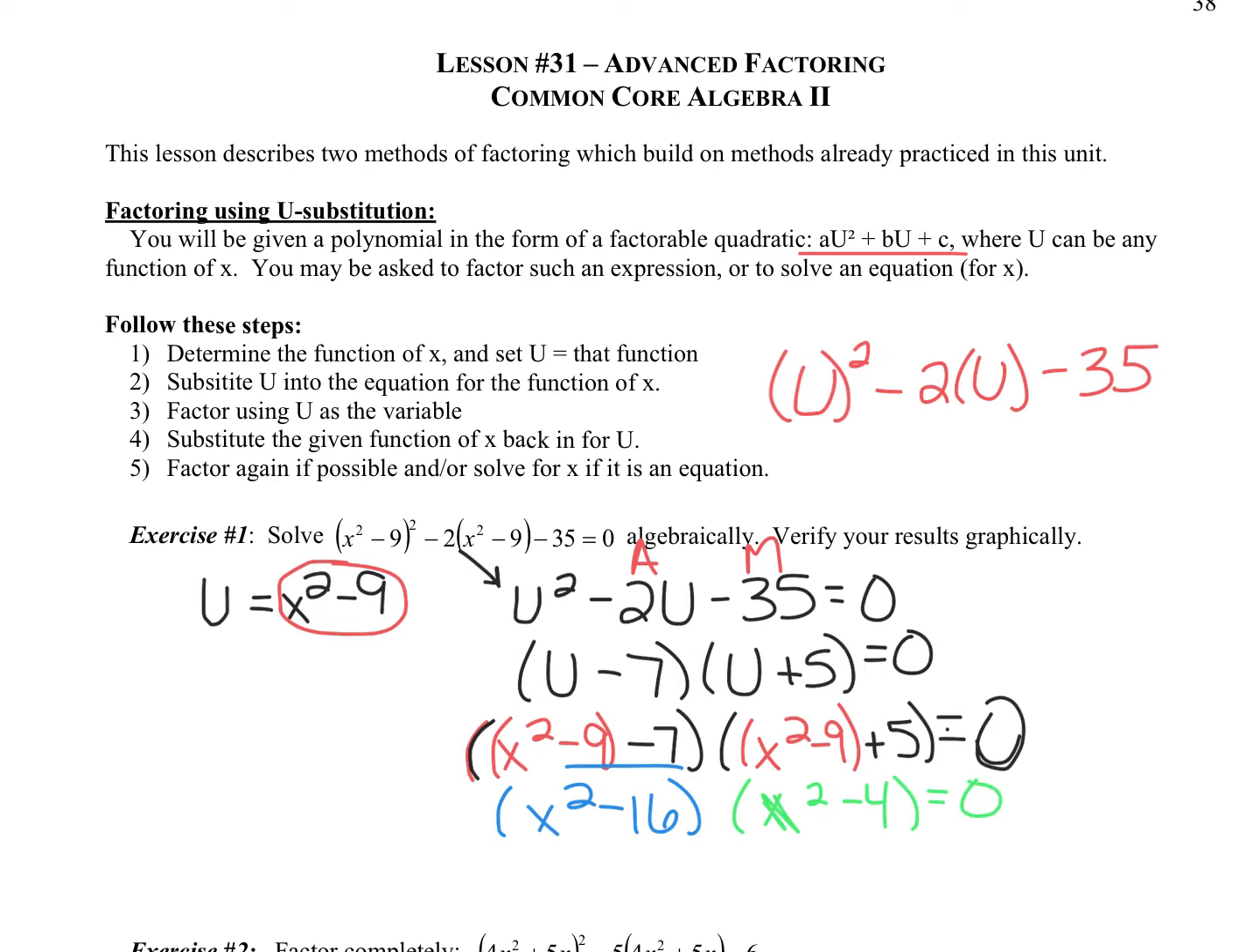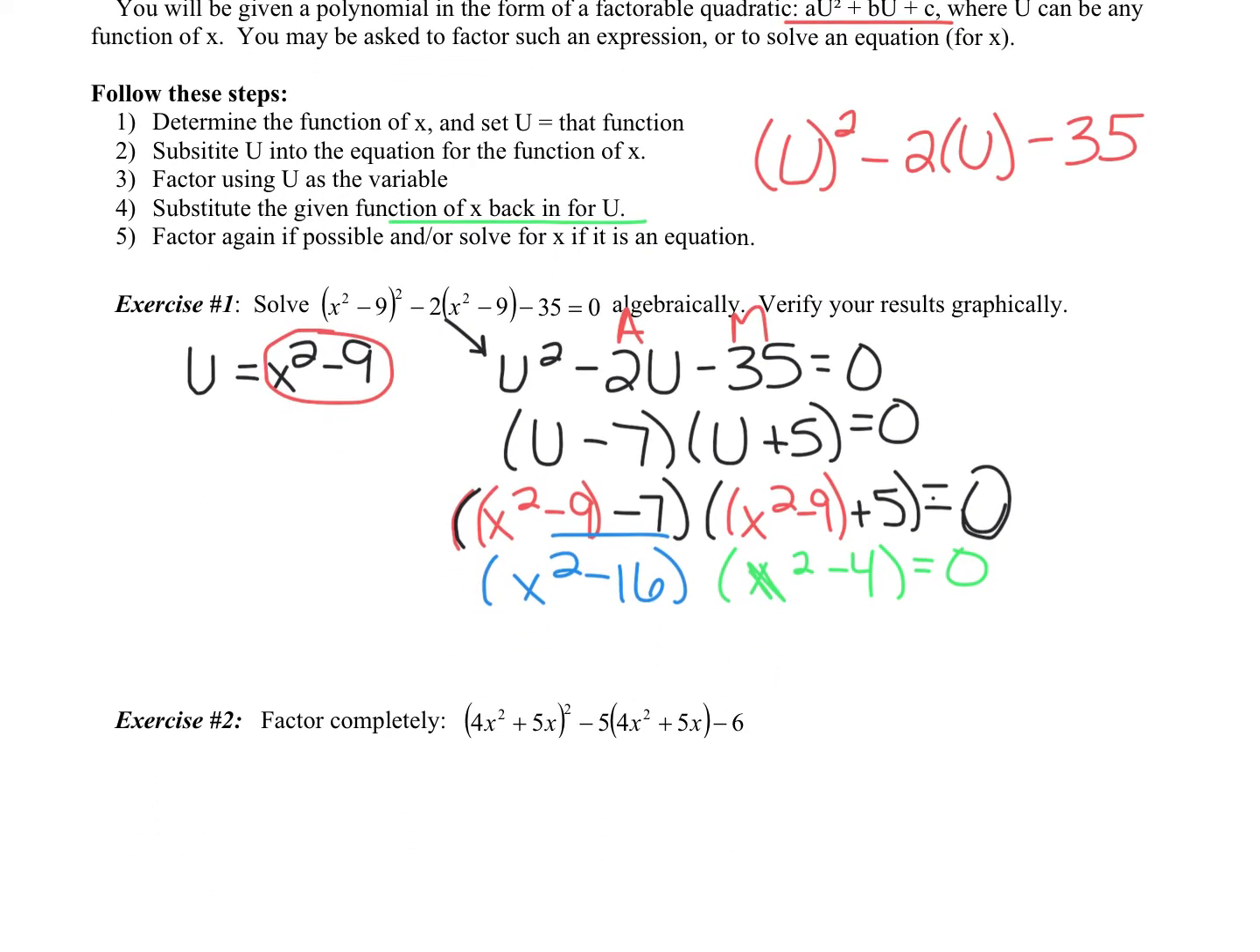So far we substituted the given function of x back in for u, and then we're going to factor again if possible, or solve for x if it's an equation. Since I'm solving for x, I could factor each of these, but I'm just going to use incomplete quadratics. So I'm going to set each of these factors equal to 0.